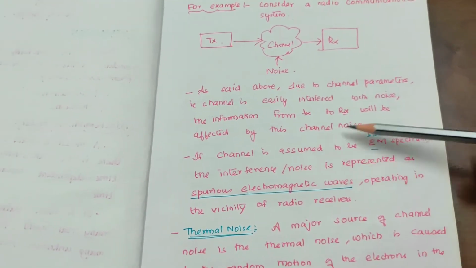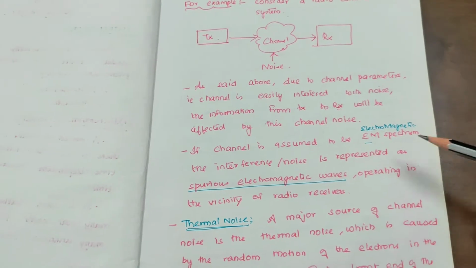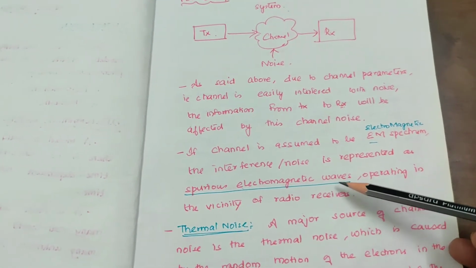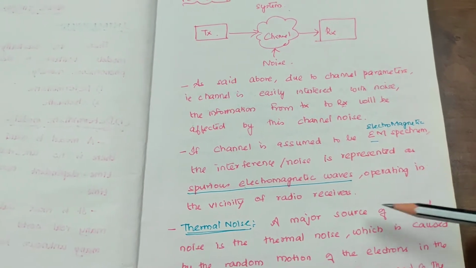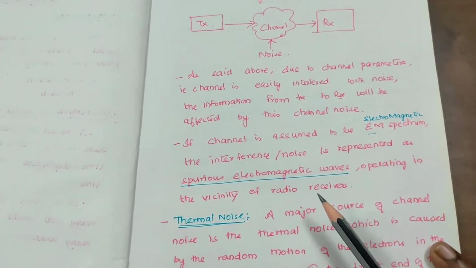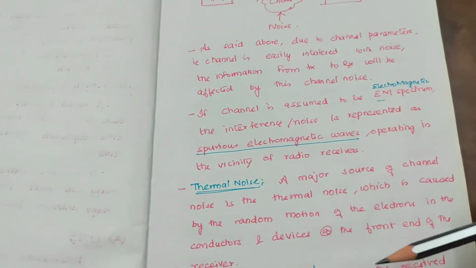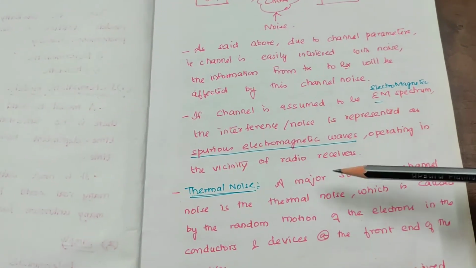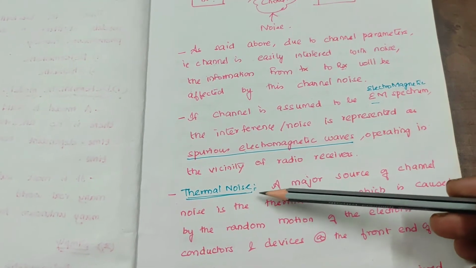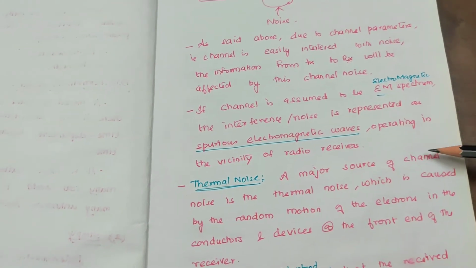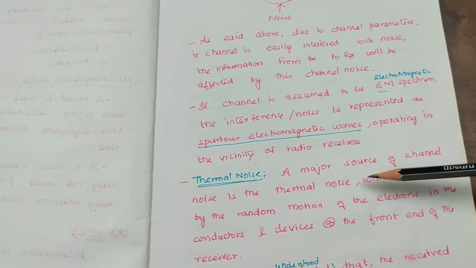If the channel is assumed to be the electromagnetic spectrum, then noise is represented as spurious electromagnetic waves, which can be picked up in the radio receiver. There are several types of noise available. One of them is thermal noise. This thermal noise is a major source of channel noise.